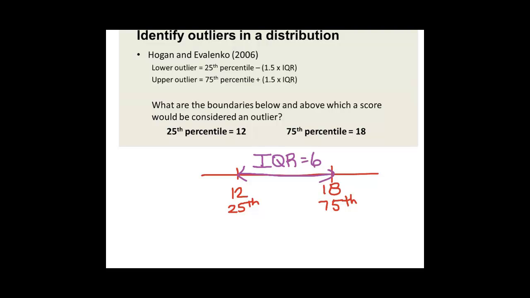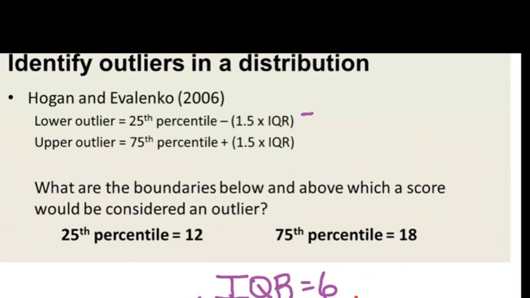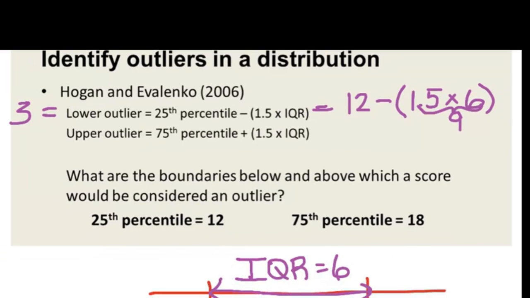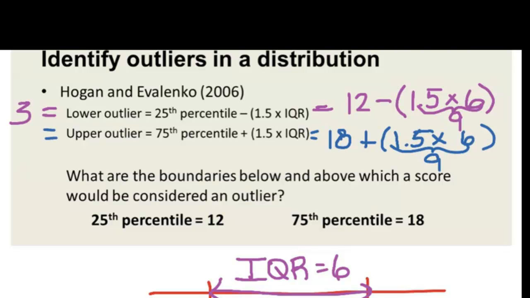Applying this IQR of 6 to my formula, my 25th percentile was 12, and I want to subtract 1.5 times the IQR, which is 1.5 times 6, to find that value. 1.5 times 6 is 9, and 12 minus 9 is 3. For the upper outlier, I'm going to do the same process, except this time I'm going to use the 75th percentile, which was 18, and add 1.5 times the IQR. So it's still 9 as the 1.5 times the IQR. 18 plus 9 is 27.